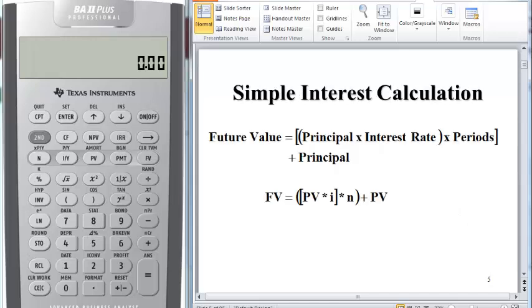Here's the formula for the basic simple interest calculation. You can see here future value equals our principal times the interest rate times the number of periods, and then add back our principal. It's a pretty straightforward calculation.